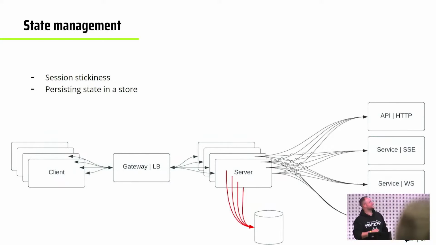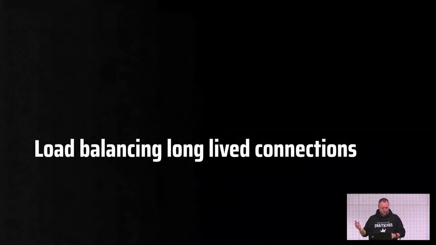Does that look like something nice to do in your system? It's another bottleneck. It's another single point of failure. It's another thing that you need to scale, shard, yada, yada, yada. So, how to load balance long-lived connections?